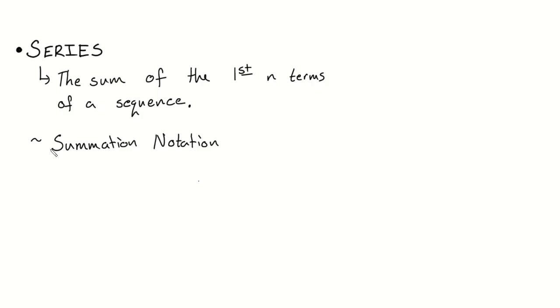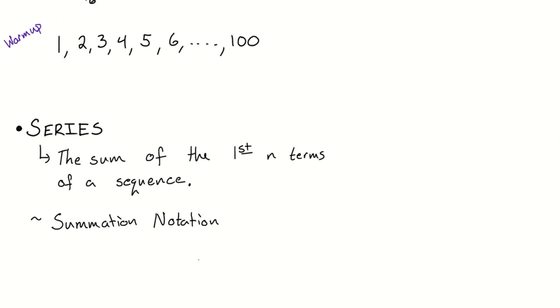For example, if we scroll up, I didn't write all 100 terms, right? Do you agree that it would be absolutely awful if I had to do this all the way to 100? That's a waste of time. It'd be nice if there were an easier way to do this. Turns out there is. We are going to use the Greek letter sigma.